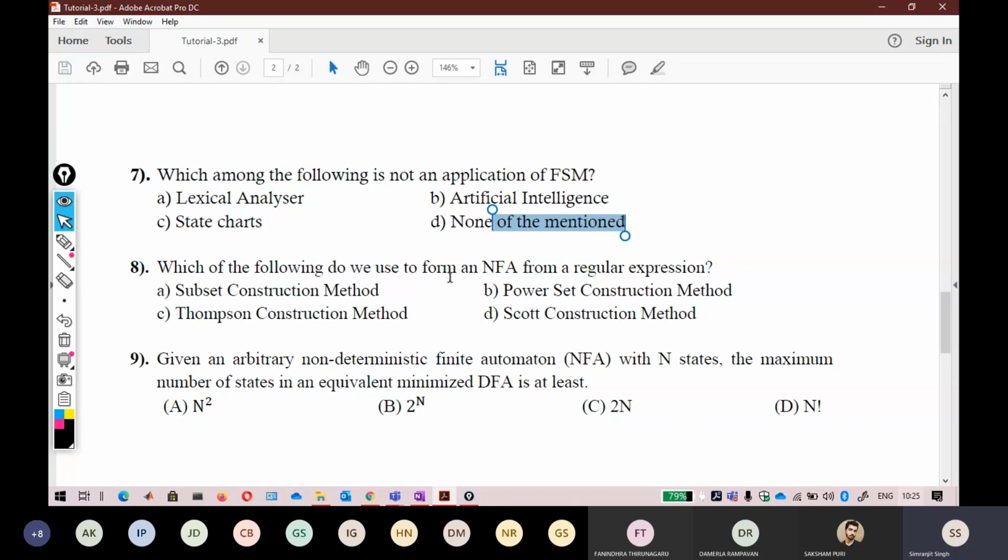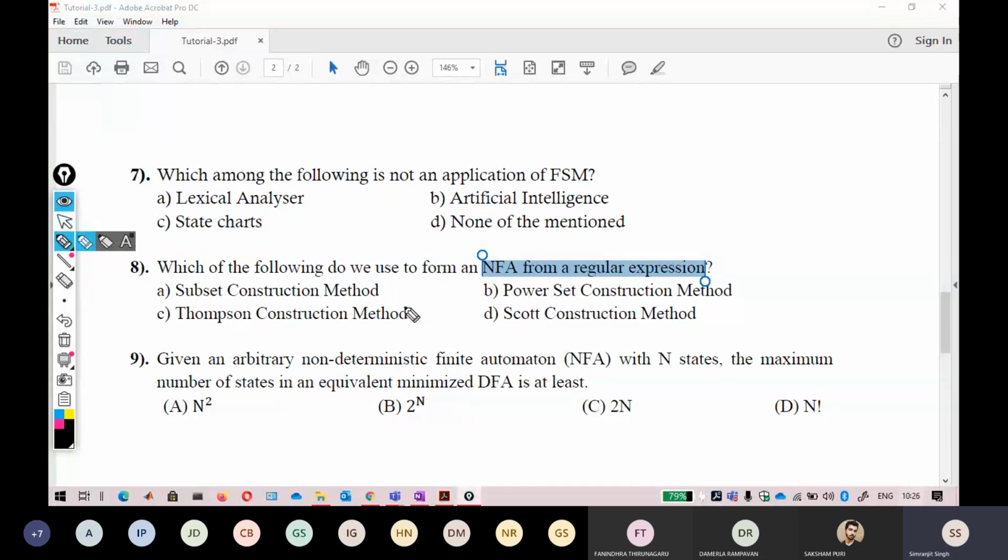Okay, which of the following do we use to form an NFA from a regular expression? I don't think we have done it, but the name of the method is the Thompson construction method. I asked that question because I want to tell you there is something called the subset construction method, whose name I forgot to tell you. With the subset construction method, we converted an NFA to a DFA. So keep in mind that the method used to convert any NFA to a DFA is the subset construction method. The Thompson construction method we will do in the coming weeks.